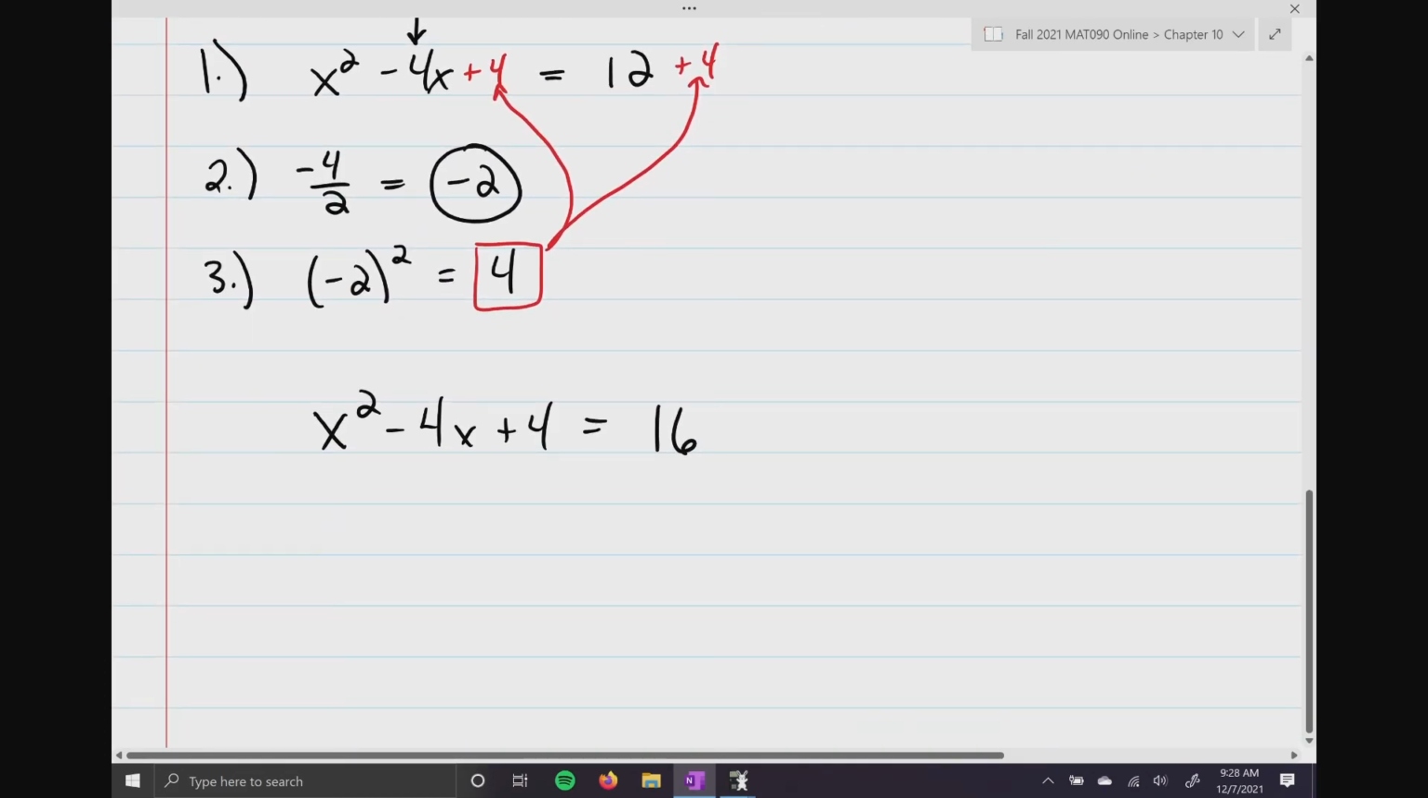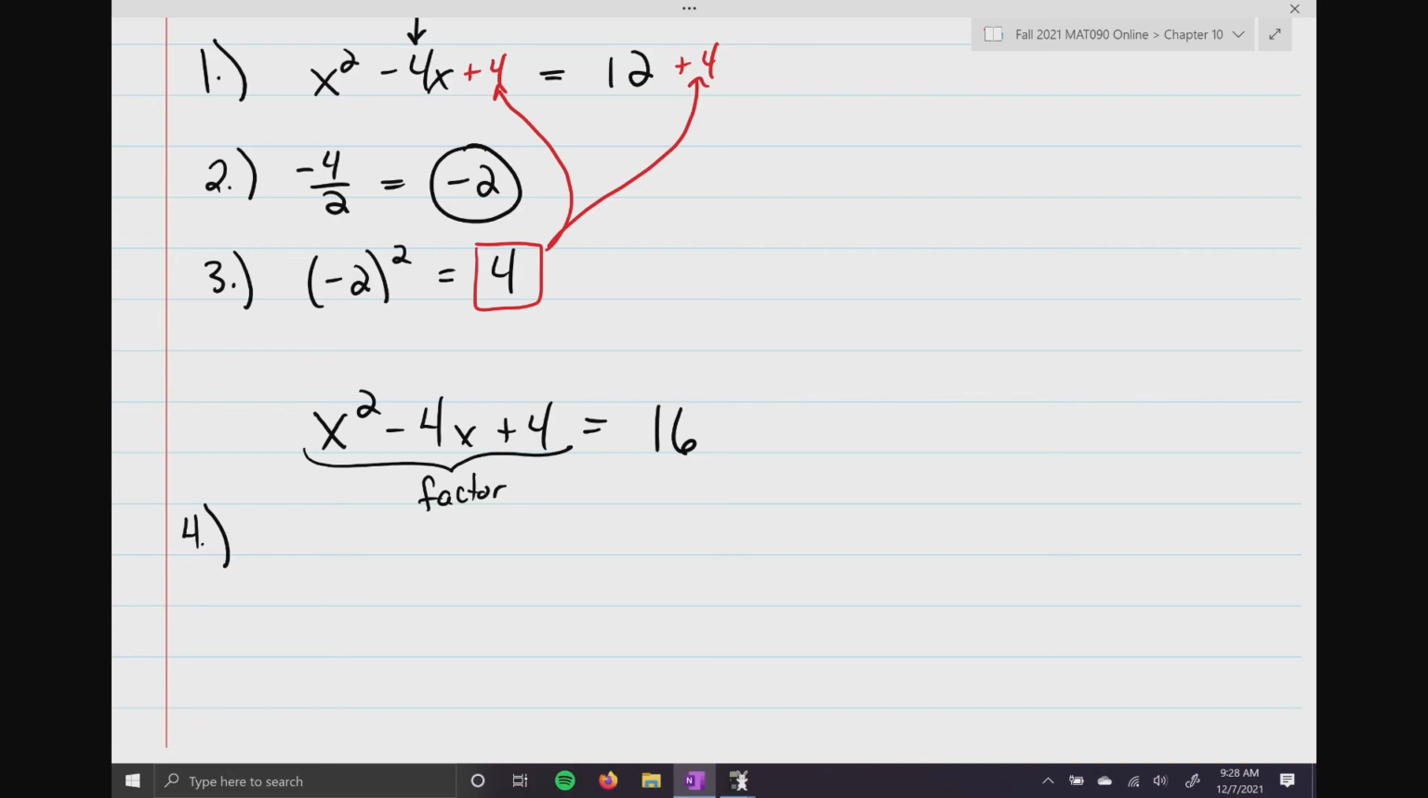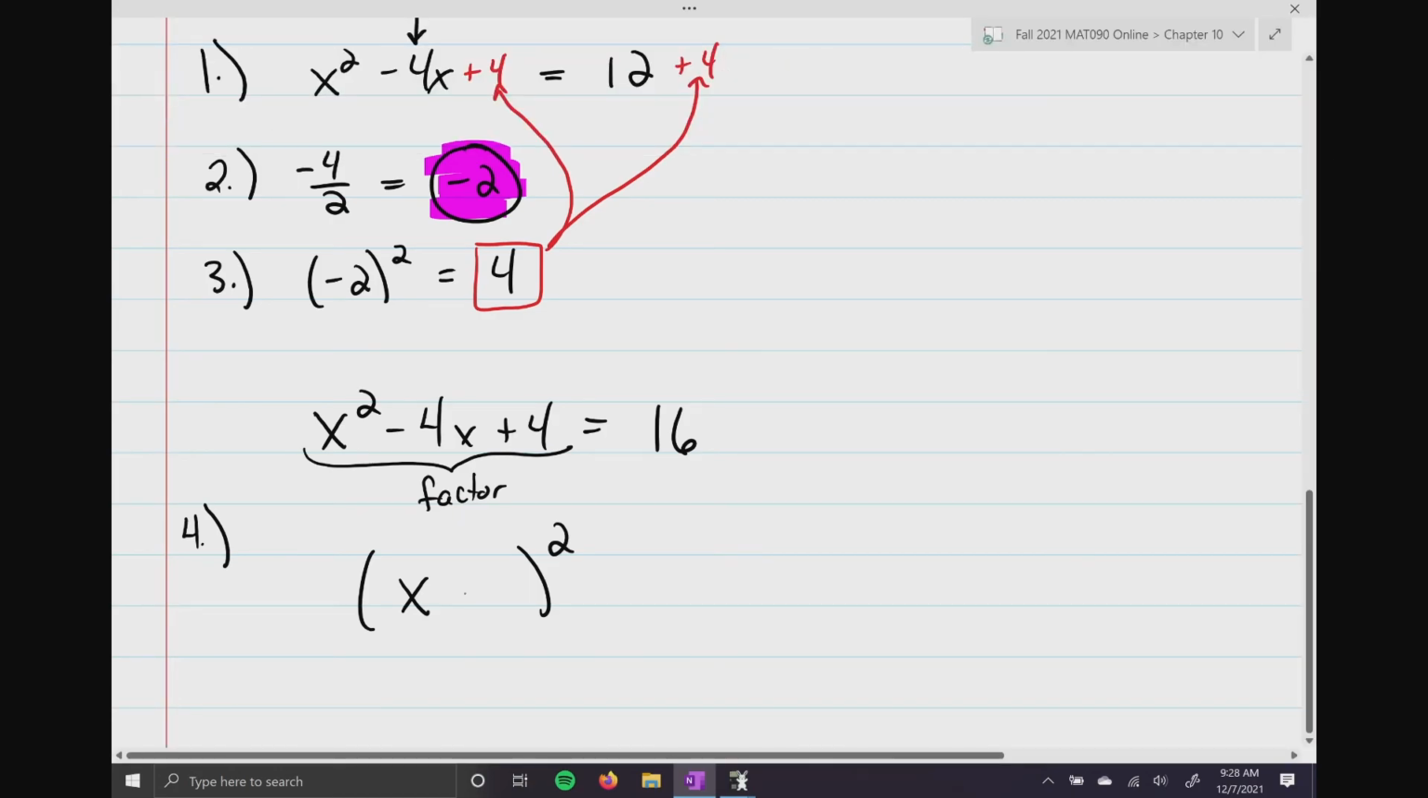Okay? Step 4. We need to factor this left-hand side. But like I said, the factored form of x squared minus 4x plus 4 will always be the quantity of x, and then, let me highlight it here, that number right there, whatever that number is from step 2, you put it right there. And then on the right-hand side, you get 16. Okay? And then finally, step 5.